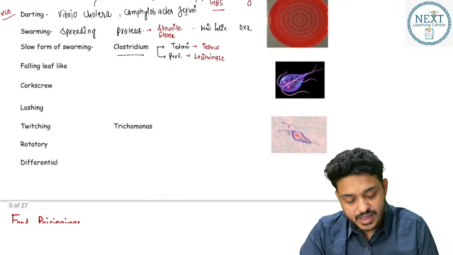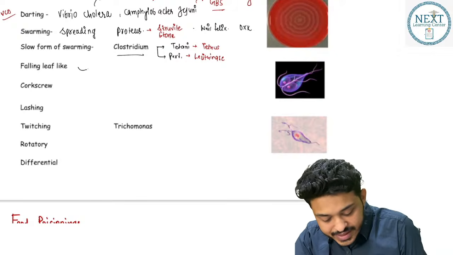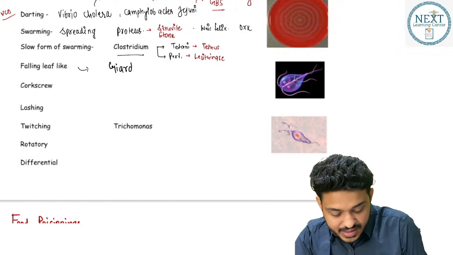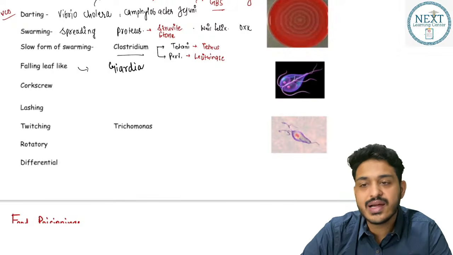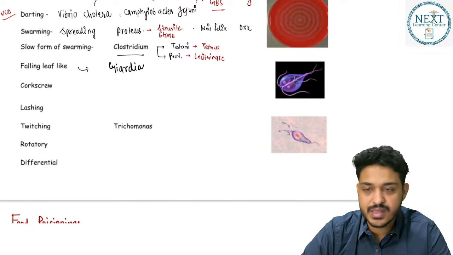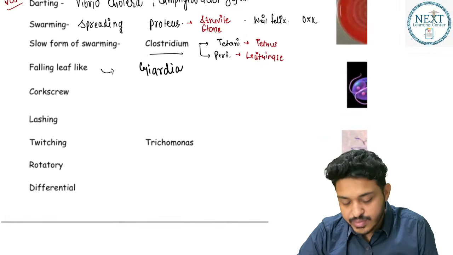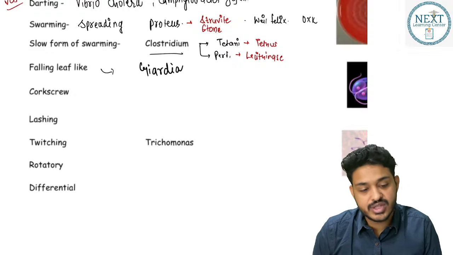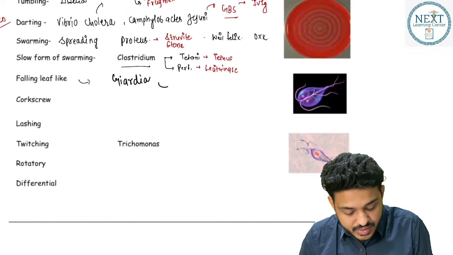Falling leaf, you can remember like that, patta girna. So falling leaf motility is seen with Giardia. Giardia is sounding similar, right? So this is going to be Giardia lamblia, which is the most common parasitic infection that can happen in the intestine, right? It is also referred to as the great grand old man of GIT, right? So this is going to be Giardia. How many pairs of flagella are you going to appreciate here?